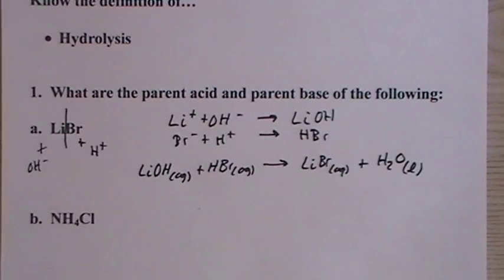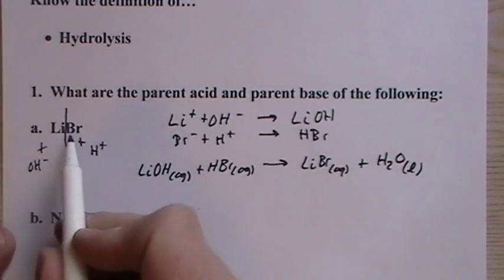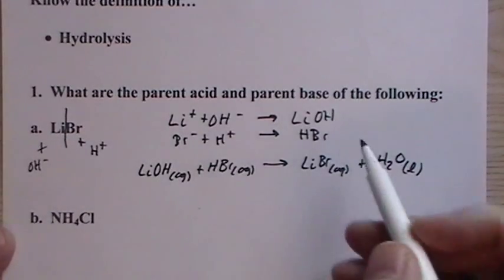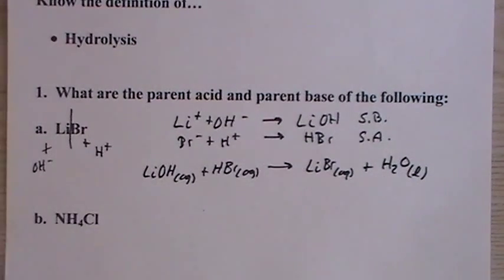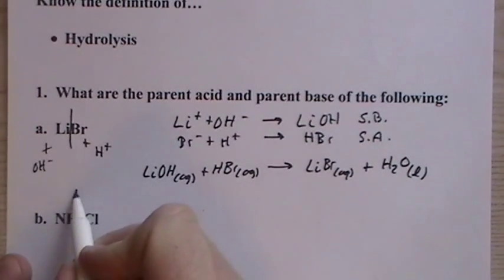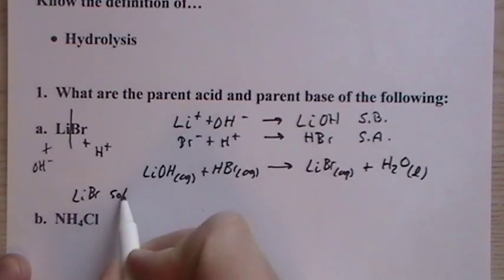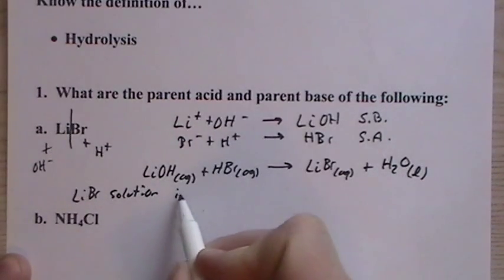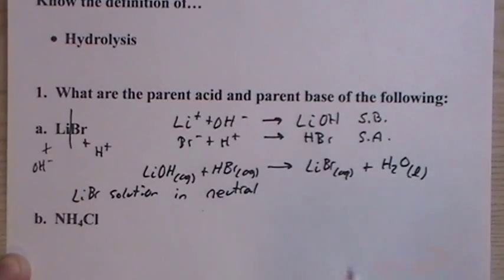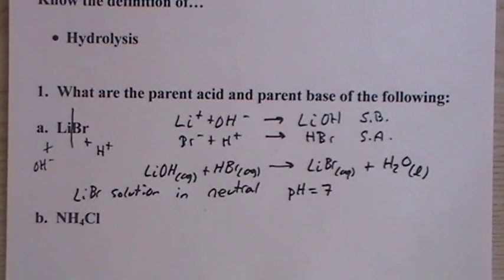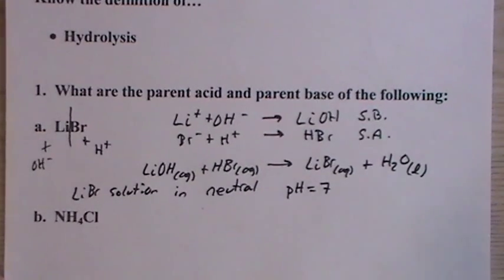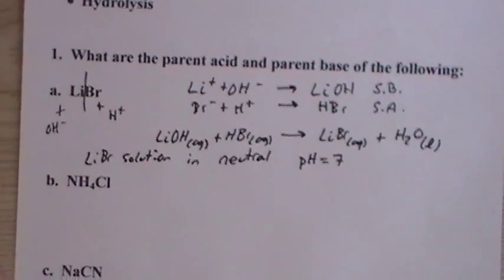Now the thing is, that's nice, but if you see a salt and this is a strong base, and this is a strong acid. If its parents are both strong, then lithium bromide solution is neutral as far as the pH. So it has a pH of 7. So any salt that has a strong acid and strong base as parents will be, when you put that salt into solution, neutral.